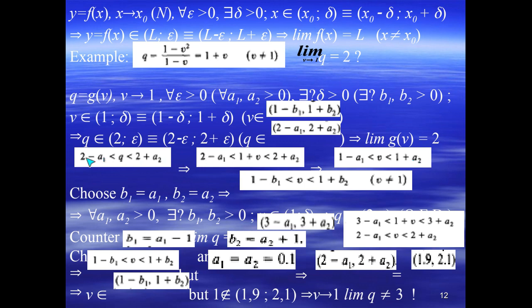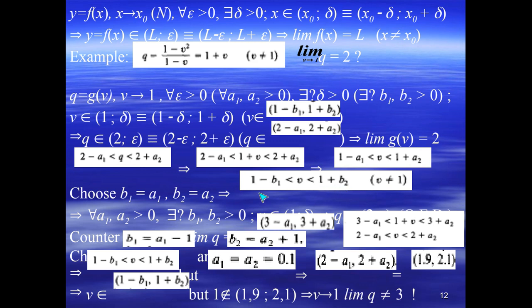So if q has to remain between 2 minus a1 and 2 plus a2, v should remain between 1 minus a1 and 1 plus a2. But then choose b1 equals a1 and b2 equals a2. So if I replace a1 by b1 and a2 by b2, I obtain 1 minus b1 less than v less than 1 plus b2, v not being equal to 1.